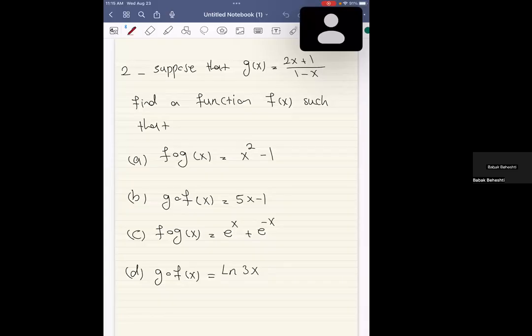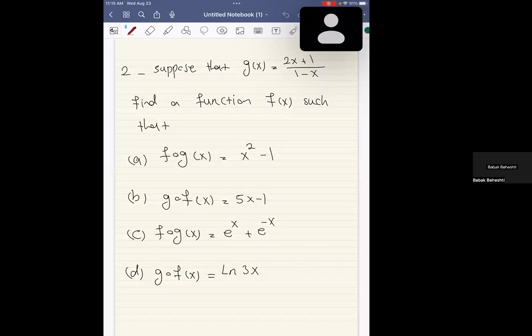And then I have some comments. You can ask questions. And then I will do some of the questions in the assignment that I gave you yesterday.